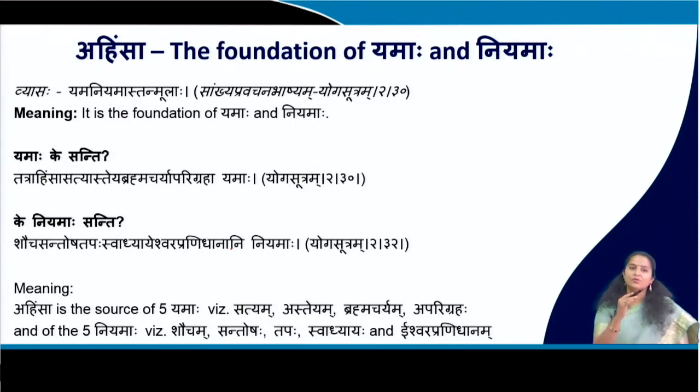What is the meaning of this whole thing? You've got the ahimsa as the source of the 5 yamas, namely the satya, asteya, brahmacharyam and aparigraha. The 5th one is ahimsa itself, and of the 5 niyamaha, which are shaucha, santosha, tapah, swadhyaya and ishvara pranidhanam. So what is satya? Truth. Asteya, non-stealing. Brahmacharyam, celibacy. Aparigraha, non-hoarding. Shaucham is cleanliness. Santosha is contentment. Tapaha is austerity. Swadhyaya, self-study. And Ishvara pranidhana, the devotion towards Lord.